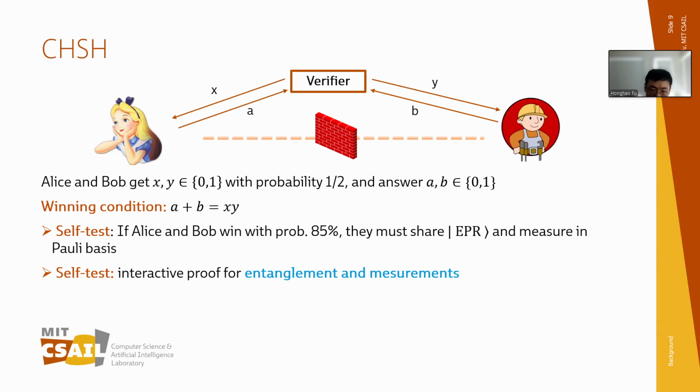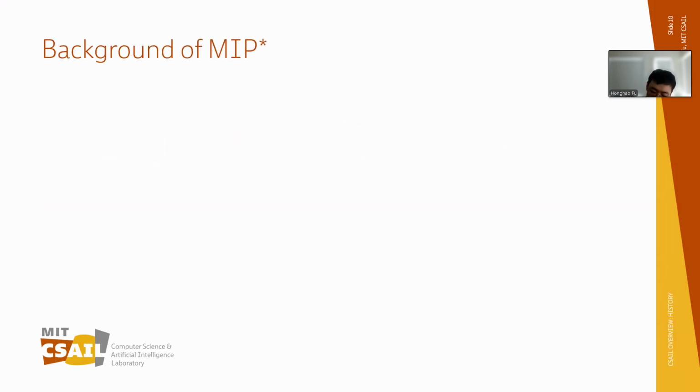And since the RUV result, people have realized that we can just focus on the computational power of MIP star, and we can use self-tests as an essential tool in designing more powerful MIP star protocols. The first result is by Ito and Vidick. They show that NEXP is contained in MIP star. So NEXP equals MIP, so this result means that MIP star is at least as powerful as the classical MIP. But in this result, they just prove some protocol is quantum sound.